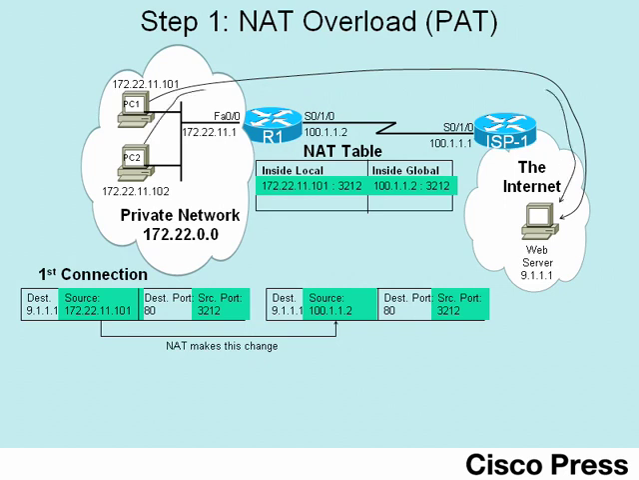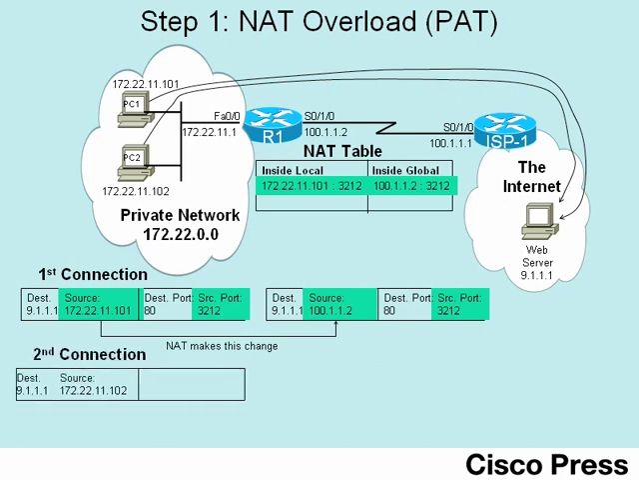The second TCP connection shows the need for translating the port, hence the name port address translation. PC2 now connects to that same web server. PC2's packet, as you see on the lower left there, has the same destination address, but PC2's source IP address. That, of course, will be the inside local IP address.